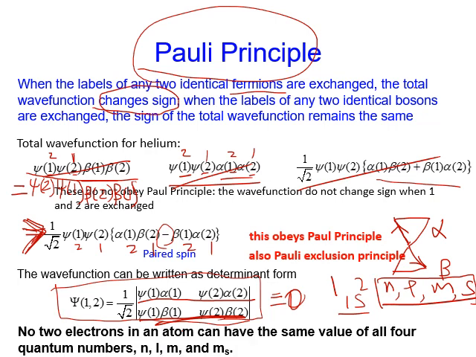So the conclusion is no 2 electrons in an atom can have the same value of all 4 quantum numbers, N, L, M, S. Okay, so if you have 2 electrons in an atom, they cannot have exactly the same quantum numbers N, L, M, S. One must be different. All right, so we'll talk more in the next slide.